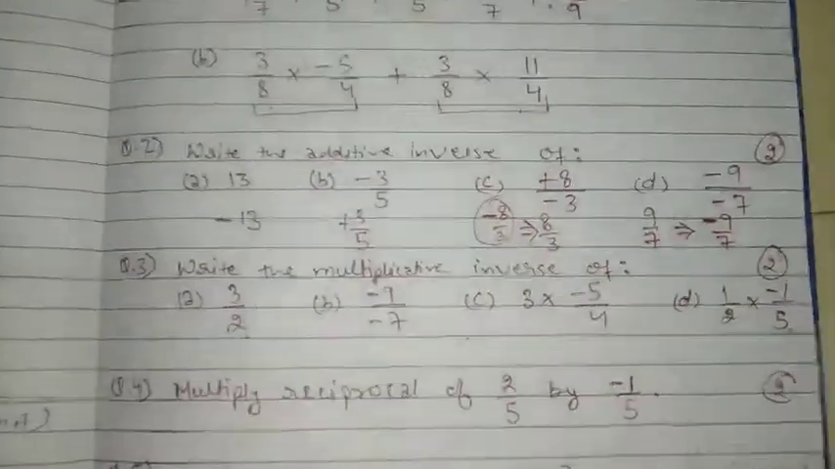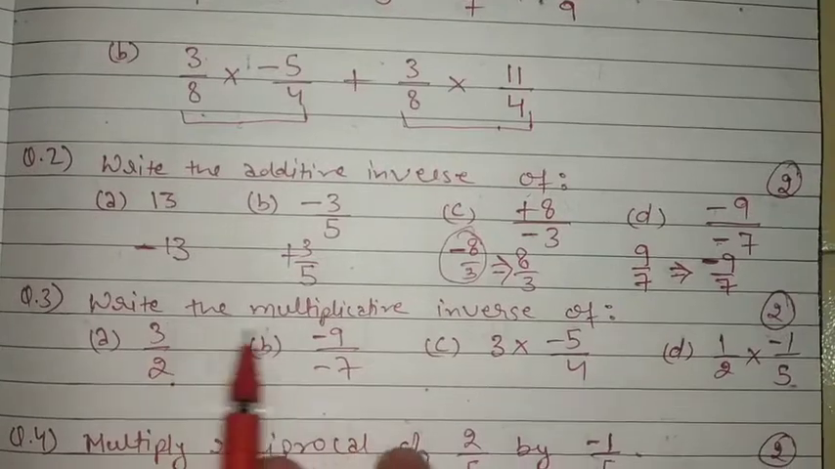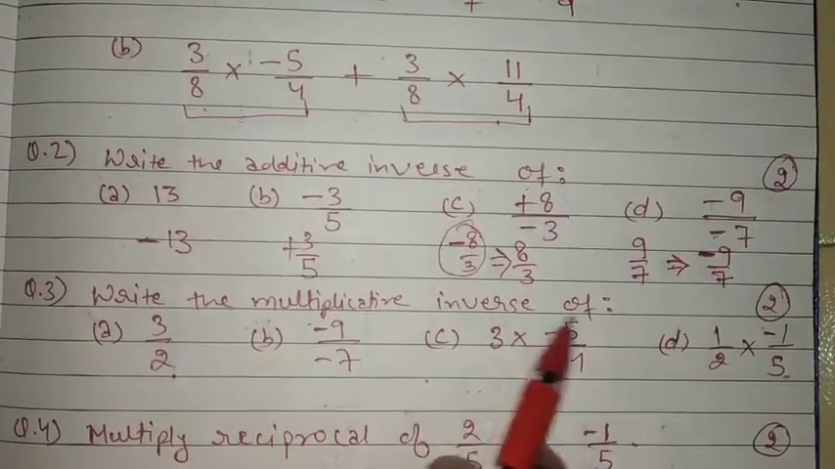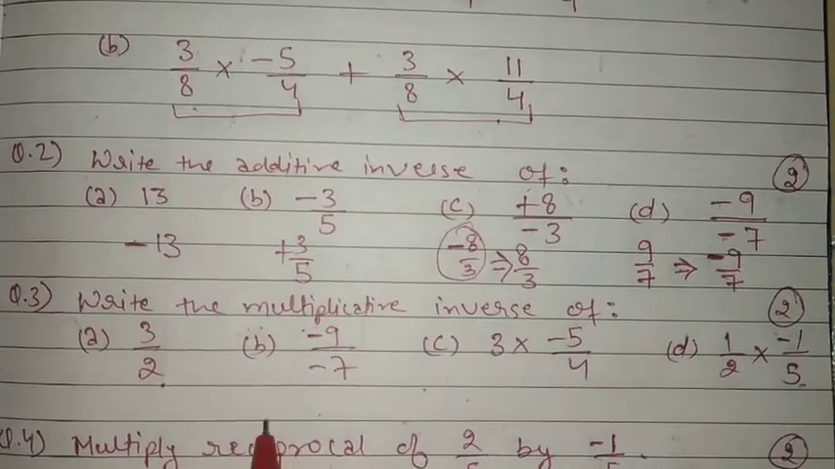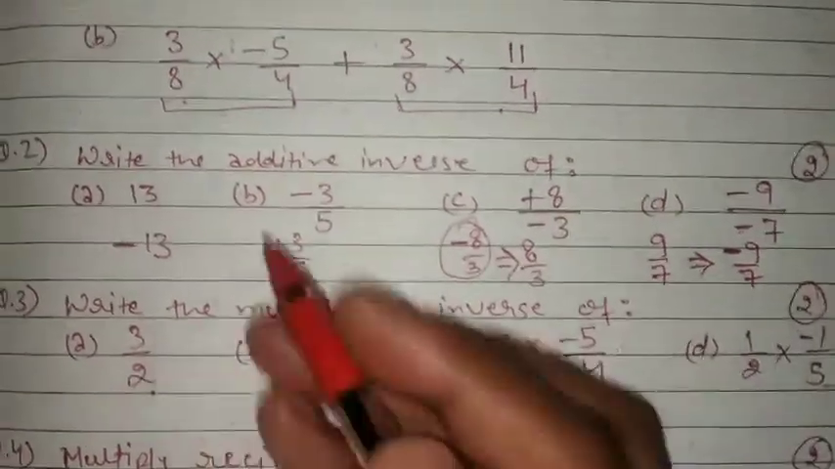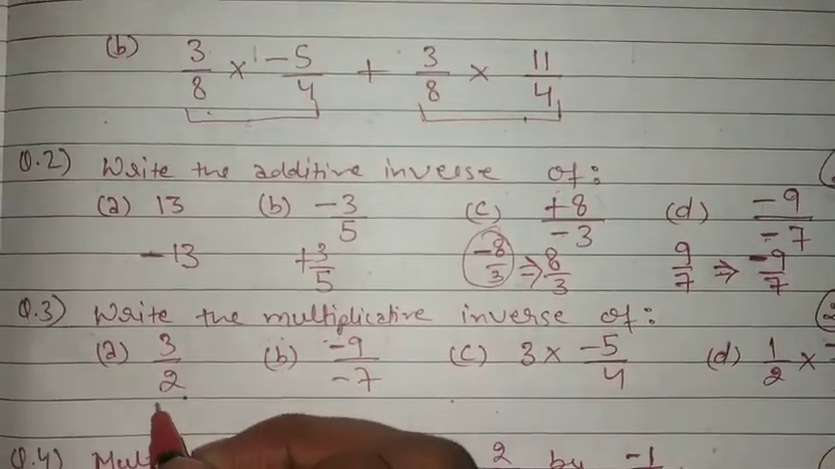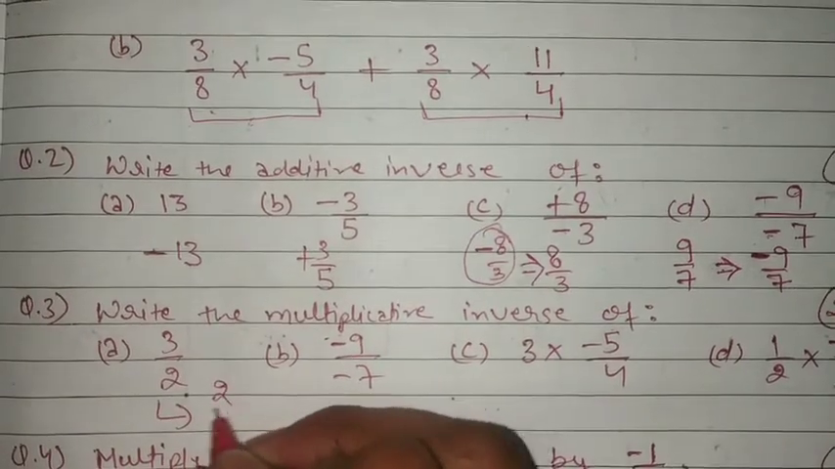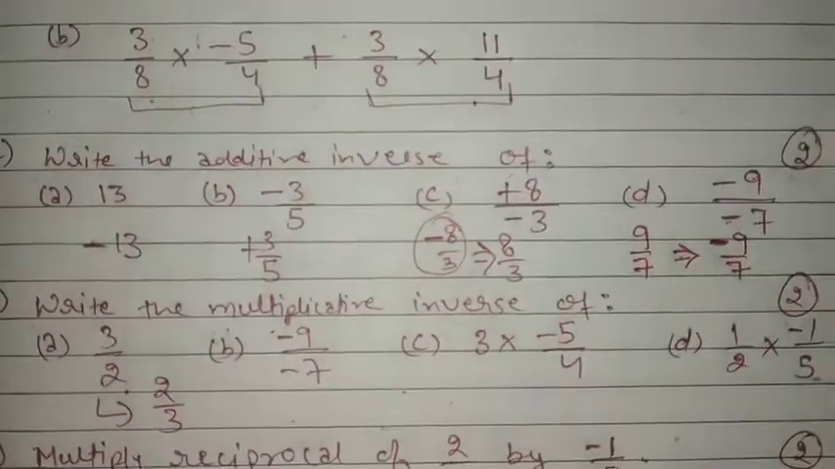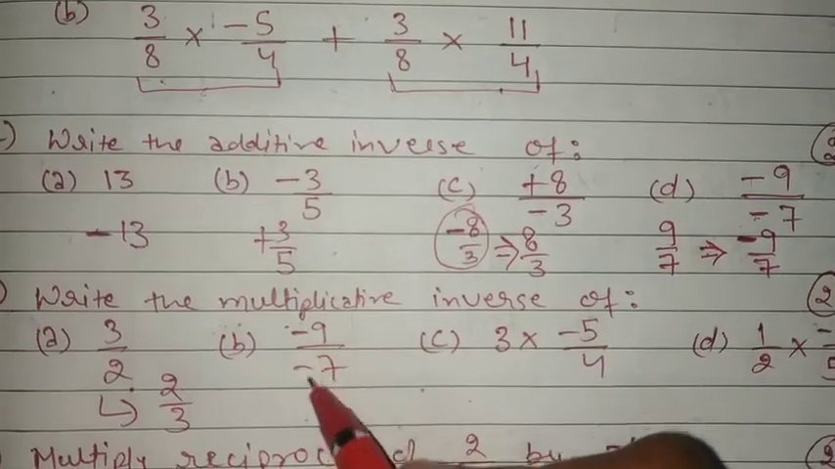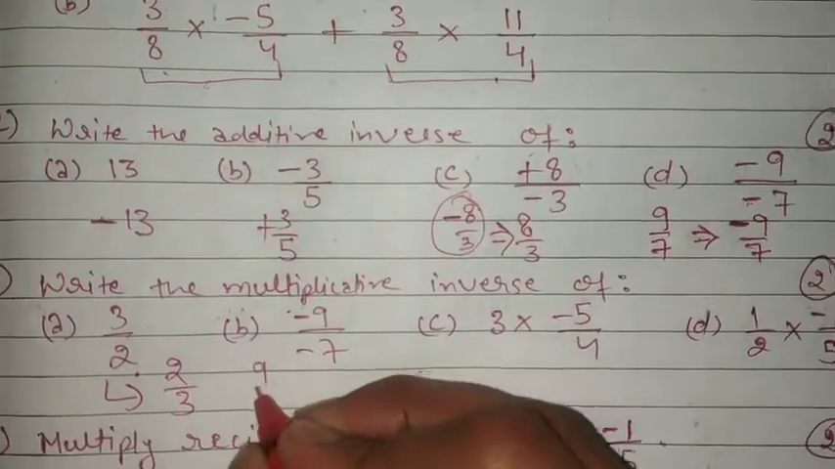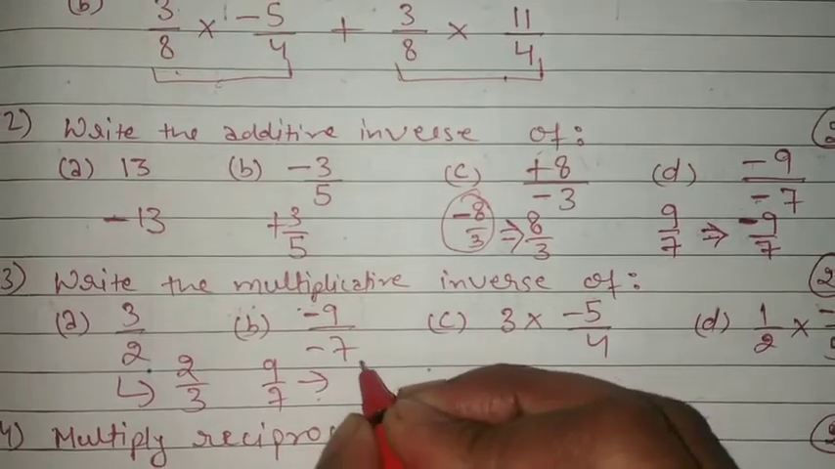Now in the third question we need to find the multiplicative inverse. Multiplicative inverse means reciprocal, so if it is a by b we simply write b by a. So the multiplicative inverse of 3 by 2 will be 2 by 3. Next, the multiplicative inverse of minus 9 by minus 7. Again minus and minus will cancel out, so the standard form is 9 by 7, so its multiplicative inverse will be 7 by 9.